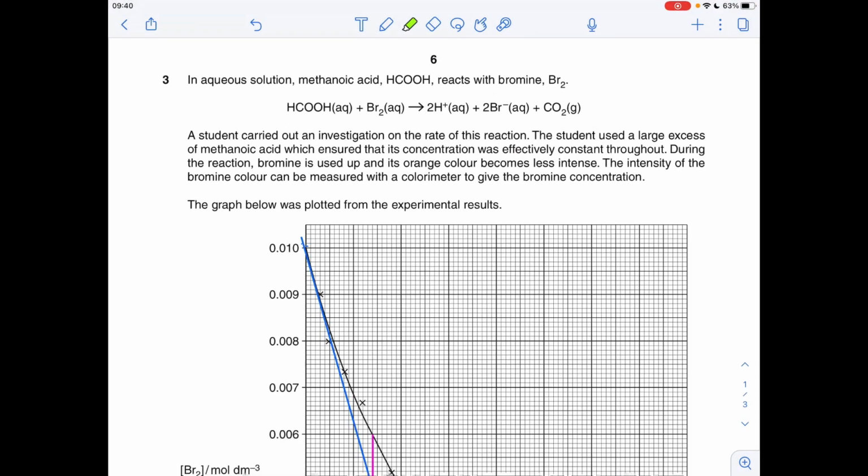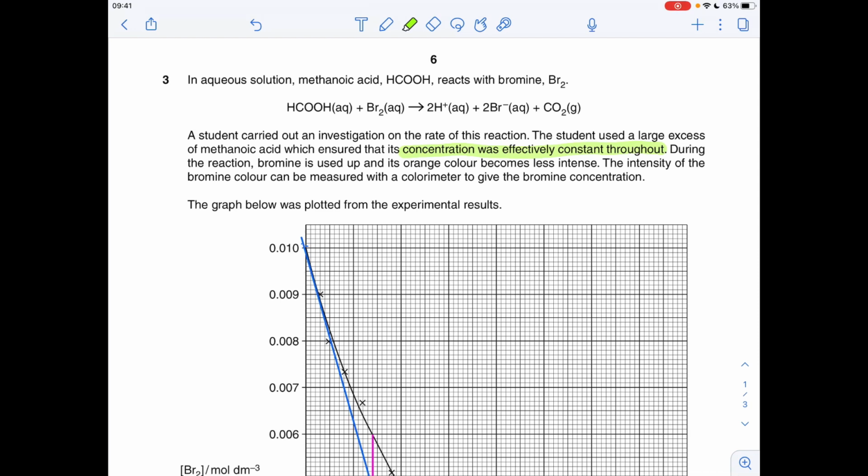Okay, so the question's all about the reaction between methanoic acid and bromine. We've got the equation there, and we're told the student carries out the investigation and uses a large excess of methanoic acid. The purpose of that is to make sure that the concentration remains constant throughout, so it's not going to affect the rate of the reaction. So the student's only investigating the change in concentration of bromine.